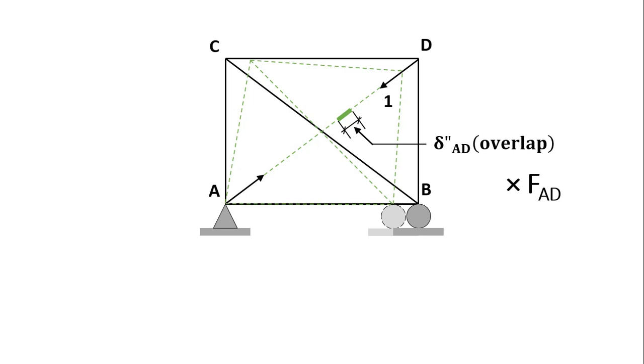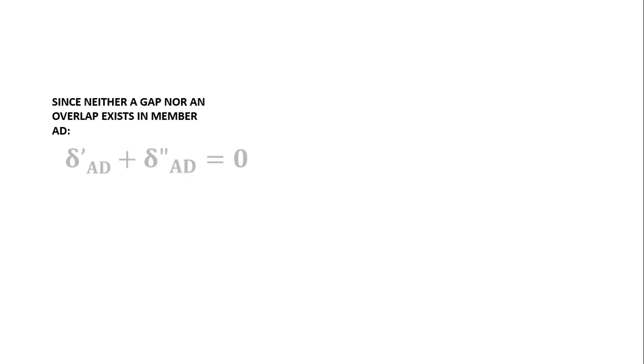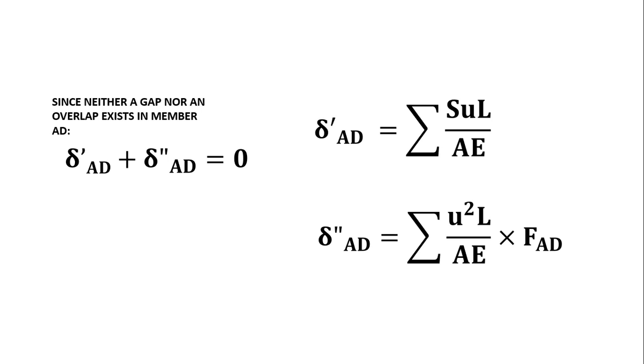Okay? But since wala namang gap or overlap na nag-exist dun sa original member AD, therefore we can conclude that the numerical value or the sum of these two deformations are equal to 0, namely delta prime AD plus delta double prime AD will be equal to 0. Okay, and then take note, same process dun sa kanina, delta prime AD is summation of SUL over AE, and delta double prime AD is summation of U squared L over AE.